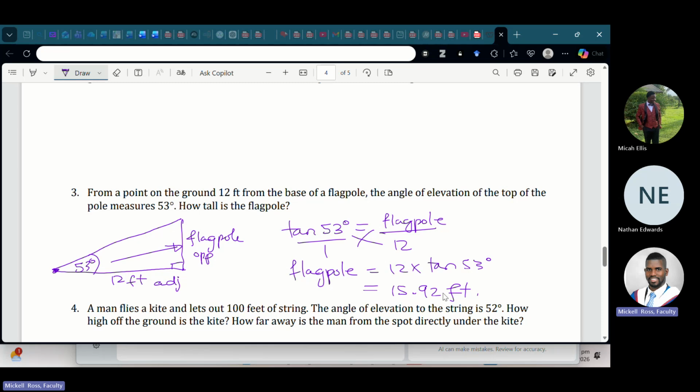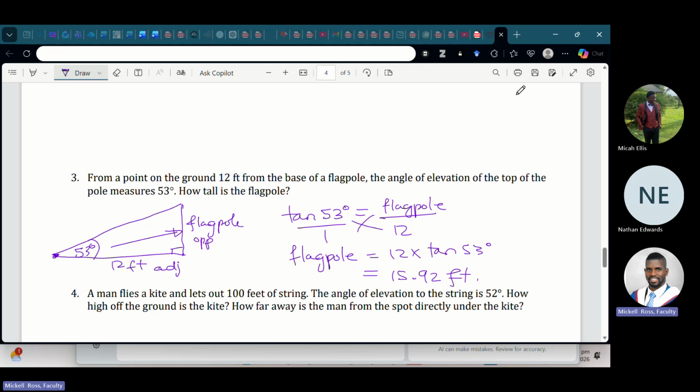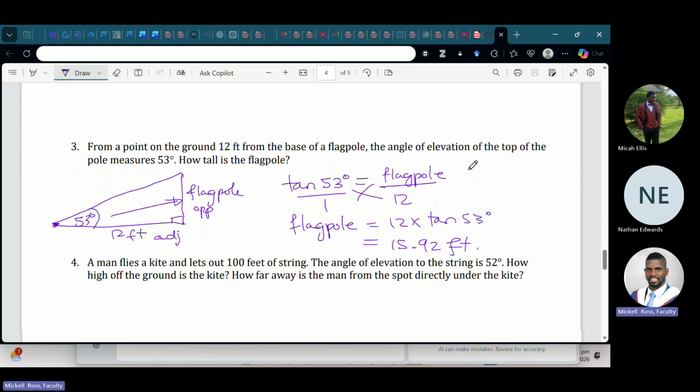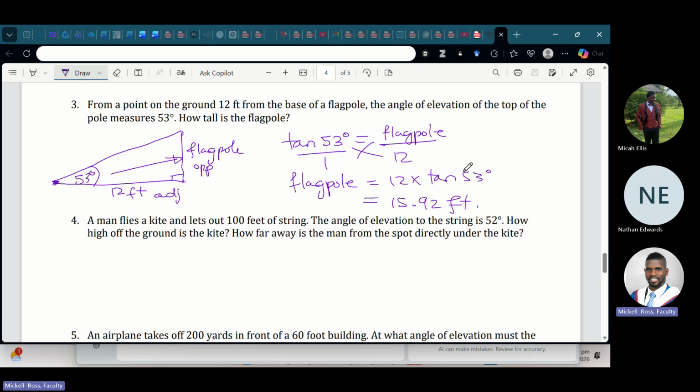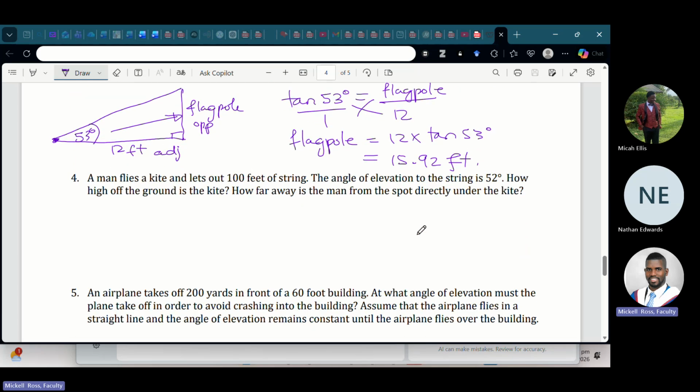And as you notice, these questions are pretty manageable once you get the diagram and know to identify where is the opposite, where is the hypotenuse, where is the adjacent. Then it should be manageable to work out in terms of getting to your final answer.